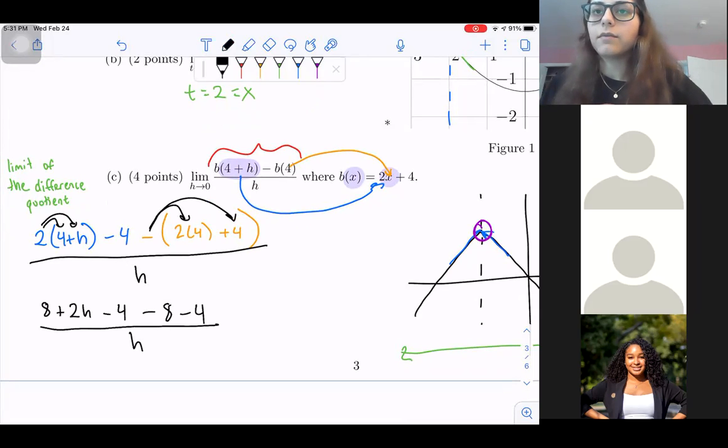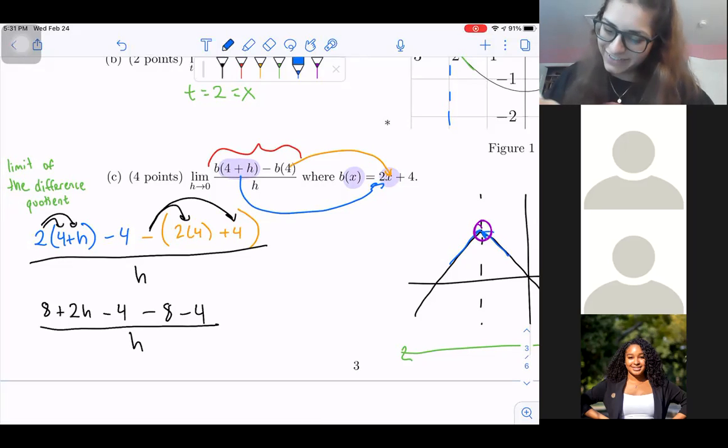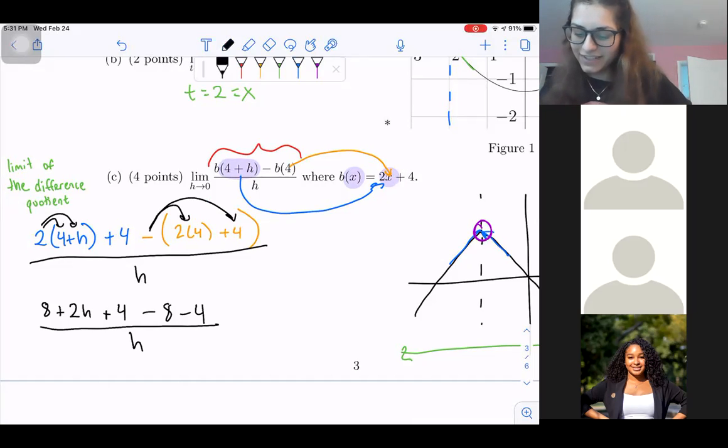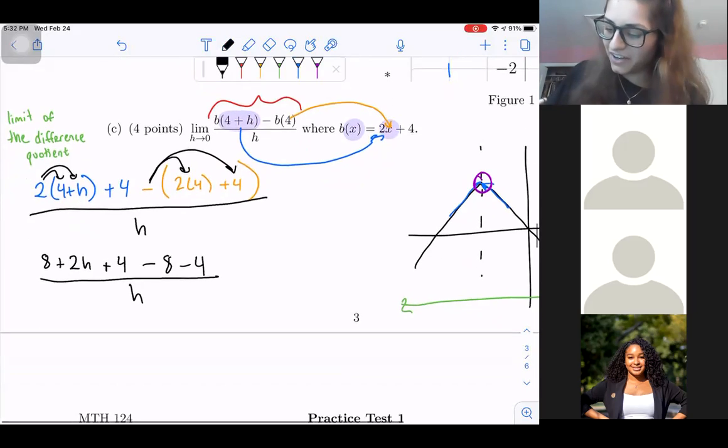So the negative 4 came from, oh, my bad. I think that should be positive 4. Yeah, good catch. This should be positive 4. Hopefully that clears it up. So that positive 4 came from right here. Yeah, my mistake. That is positive 4. Okay, so that should be right now.